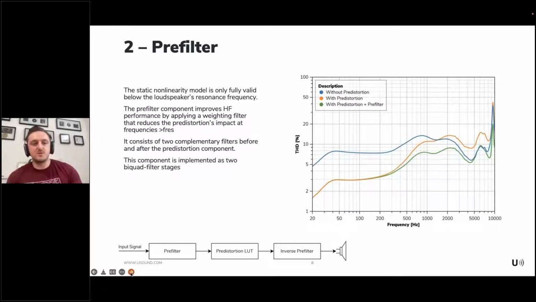So the prefilter is implemented using two complementary filters, typically implemented as simple biquad filter stages, one before and one after the predistortion block.